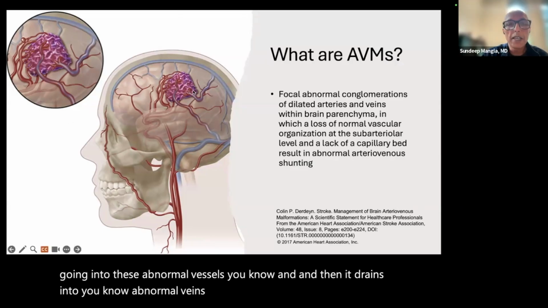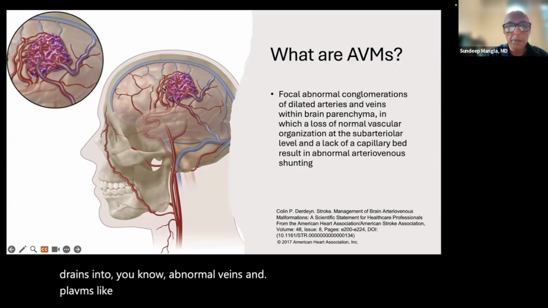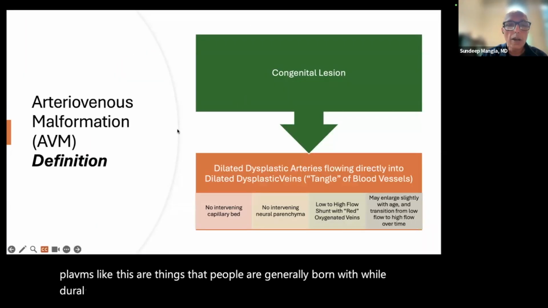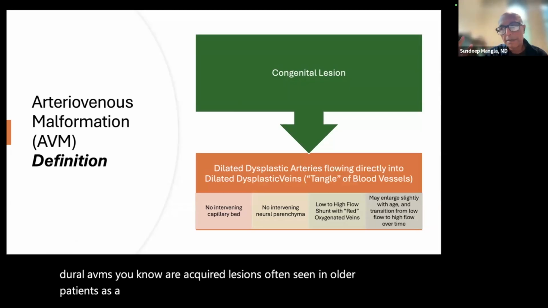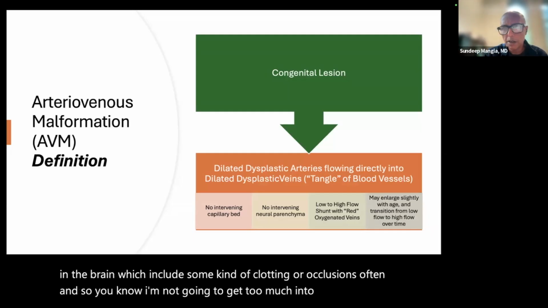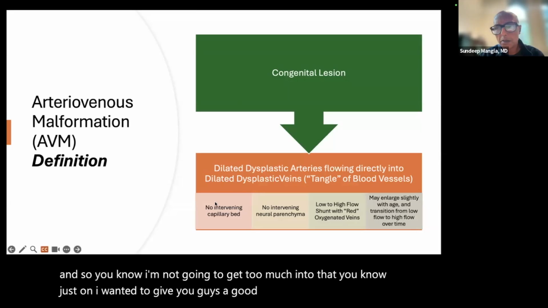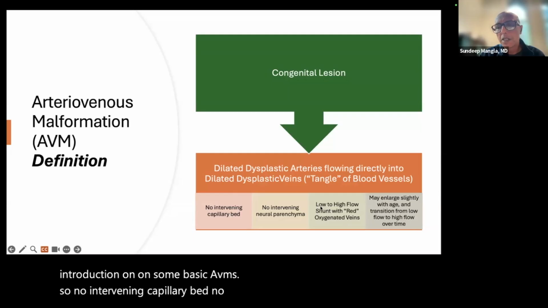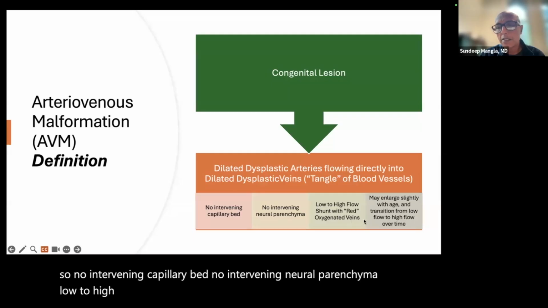And pial AVMs like this are things that people are generally born with, while dural AVMs are acquired lesions often seen in older patients as a result of some kind of pathology related to the veins in the brain, which often includes some kind of clotting or occlusions. I'm not going to get too much into that, I just wanted to give you guys a good introduction on some basic AVM. So no intervening capillary bed, no intervening neural parenchyma, low to high flow shunt with red oxygenated veins, and they can get bigger with age.